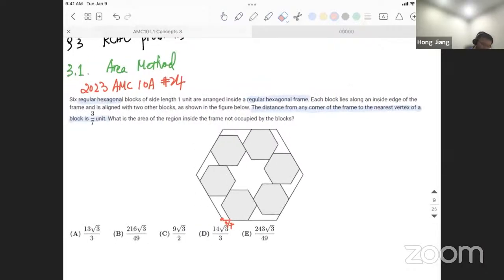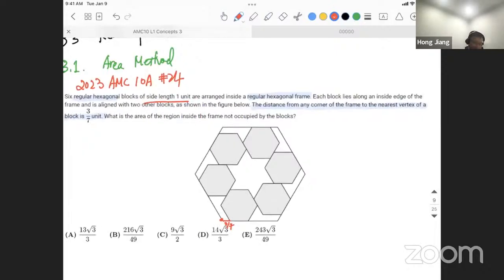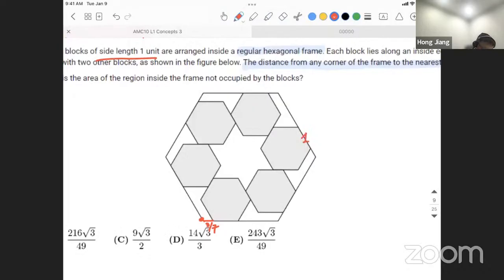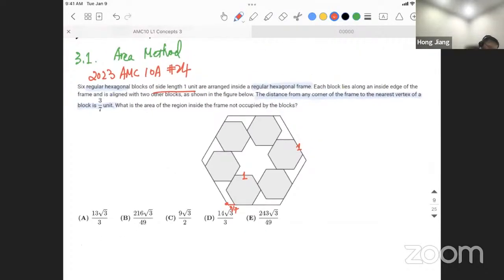You see the question showing here. The side length 1 unit means, okay, this one is what? If I want to determine the white area, so the area of the white is definitely the big hexagon area minus 6 times the small hexagon's area, right? This is quite understandable.